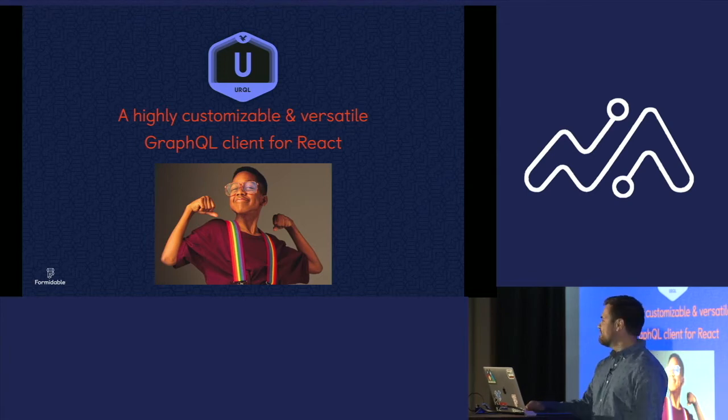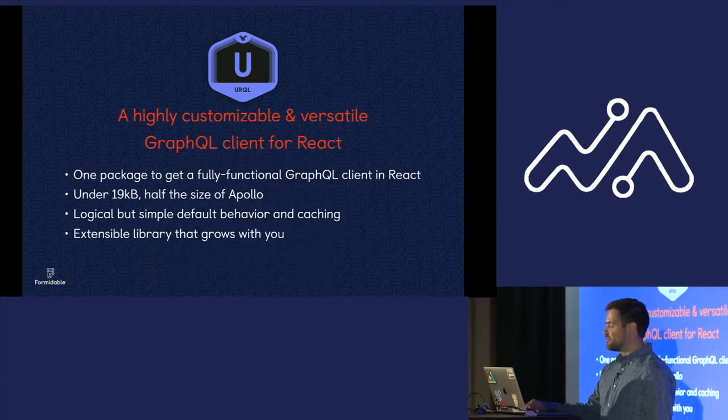Urkel is a lightweight, powerful, and easy-to-use alternative to other GraphQL clients. It's small, which really helps with performance. There's no complex configuration or large API overhead. It's built around the concept of exchanges, which is similar to middleware in Redux. It allows you to customize your data layer to suit your needs. For example, different caching strategies, custom developer tools, etc.